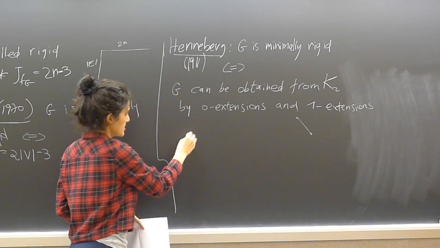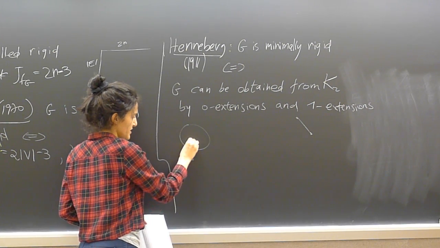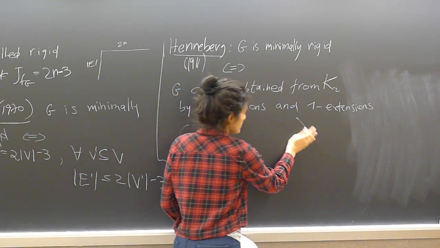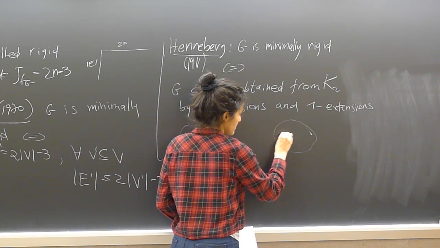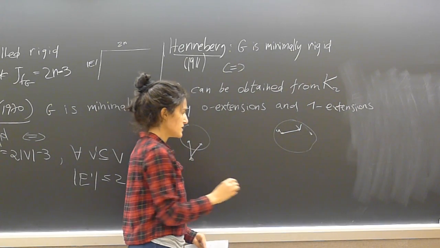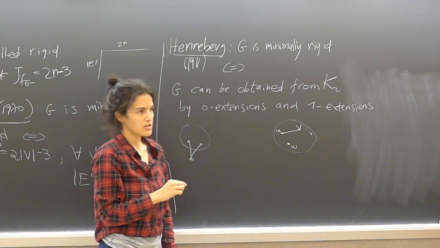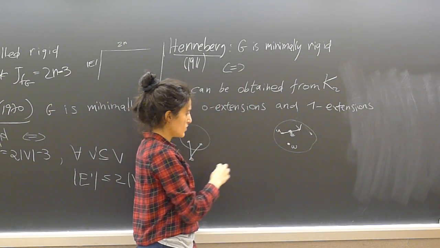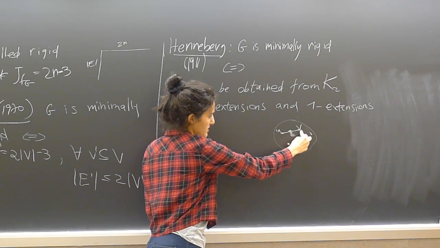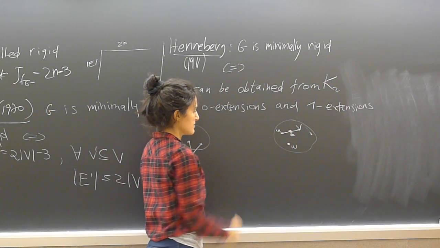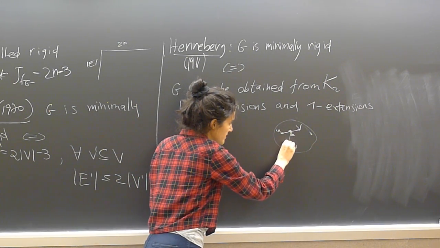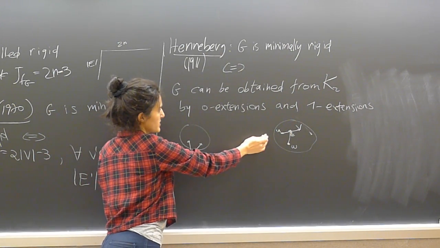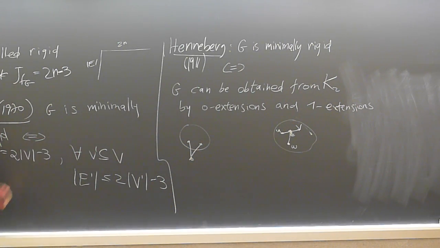So what does it mean? A 0 extension is if we have a graph, and then we add a vertex of degree 2, so a vertex with 2 edges. And 1 extension means that we have our graph again, and let's say we have an edge with vertices U and V, and another vertex W. So what 1 extension means is we add another vertex Z, which is now connected to U and to V, but we remove the edge UV, and we add another edge here. This is 1 extension. So what he showed is that if G is minimally rigid, we can always construct it in this way. So these things are equivalent.